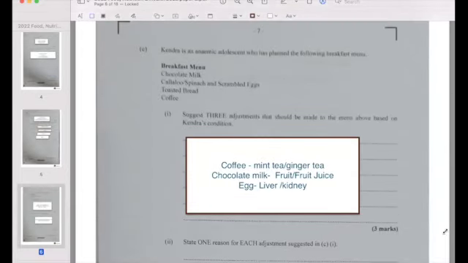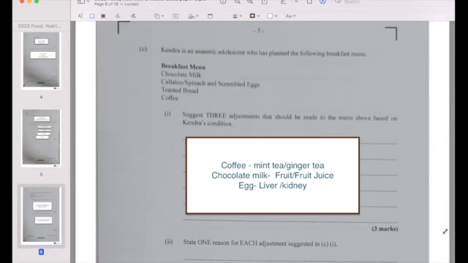Next question. So we are talking about an anemic adolescent who has planned breakfast menus. You know the anemic will need iron. So they gave us the breakfast menus: we have chocolate milk, callaloo, spinach, and scrambled egg, toast bread, and coffee. So what are the adjustments we can make for this menu they are asking?